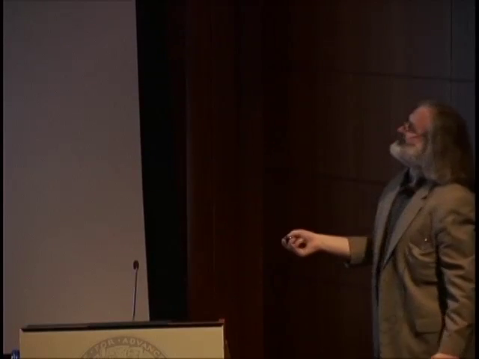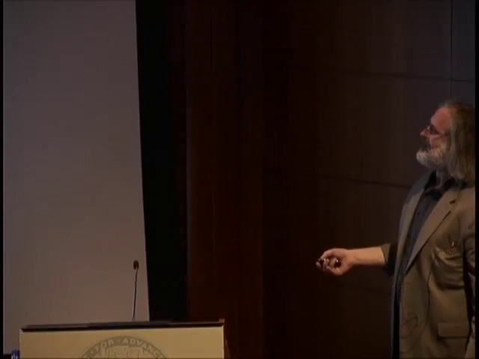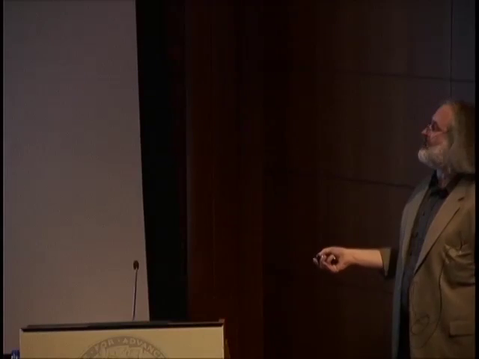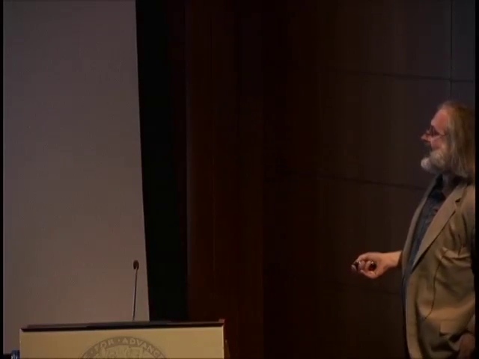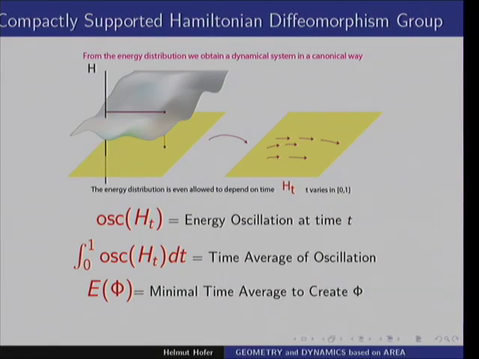Now, let's look at time-dependent energy distributions. Then you can take a time average of this. You look at the oscillation for every time, the difference between the maximal energy you see and the minimal energy, and you take the time average of this. And then you can define the energy of a machine. Now, that's interesting for the following point. If you have a machine, there are usually infinitely many different ways to construct this machine by taking completely different energy distributions. So let me start with the national debt machine here.